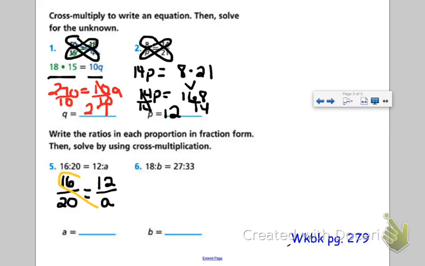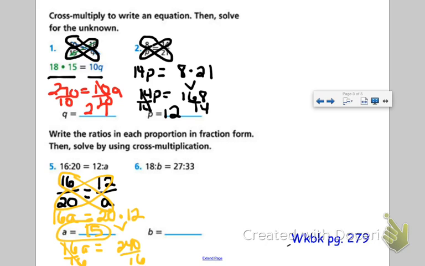So I have 16 times A. I have 20 times 12. And then I can do the 20 times the 12. That's going to give me 240. So now I have 16 times A equals 240. And last, I'm just going to divide by my 16 to get my variable by itself. And 240 divided by 16 is going to be 15. A equals 15.